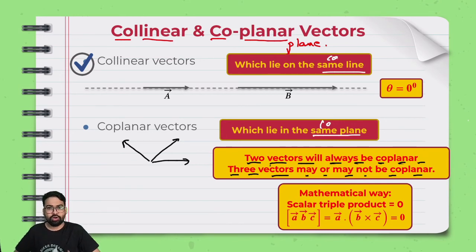Our physics point of view says that we are now done with the types of vectors: equal vector, negative of a vector. We're done with the parallel and anti-parallel, as well as collinear and coplanar.